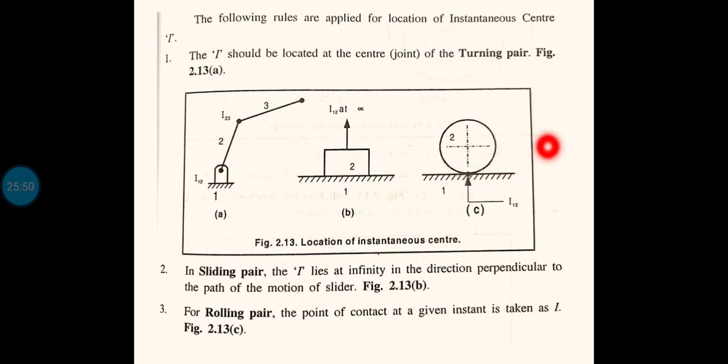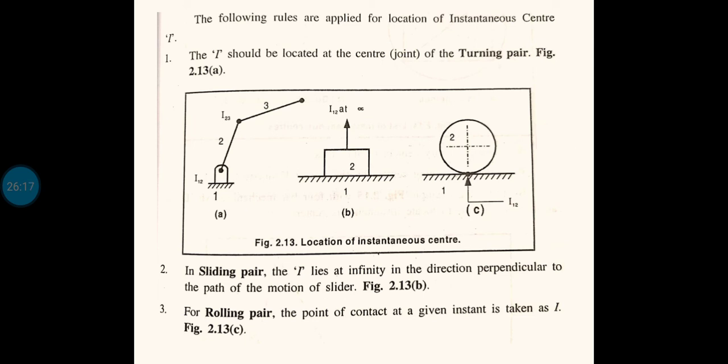Okay, if the number of links is more than 2, then it will be very difficult to apply all these rules. Anyway, the common rule is that you somehow identify the direction and magnitude of the velocity at at least two different points of the body. Then draw the perpendicular lines to those velocity vectors. The meeting point will be the instantaneous center. Okay, that is all about the instantaneous center.